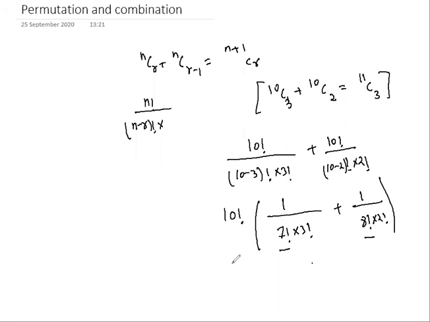So I can write it like this: 10 factorial times 1 by 7 factorial into 2 factorial into 3, plus 1 by 7 factorial into 2 factorial into 8. Can I write like this? I have written 3 factorial as 3 into 2 factorial. I have written 8 factorial as 7 factorial into 8. Got it? Tell me everyone, got it?